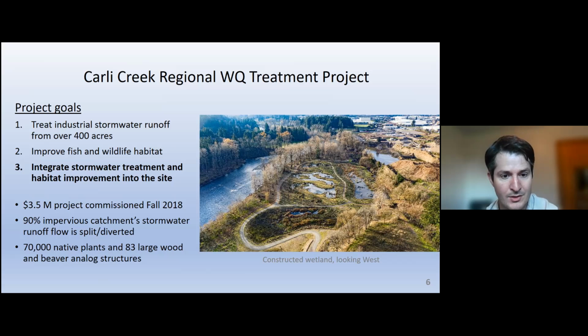And then 83 large wood and beaver analog structures were installed on Carli Creek itself for habitat reasons and water quality treatment reasons, as well as some beaver analog structures to try to promote and invite some friendly beavers into the area.